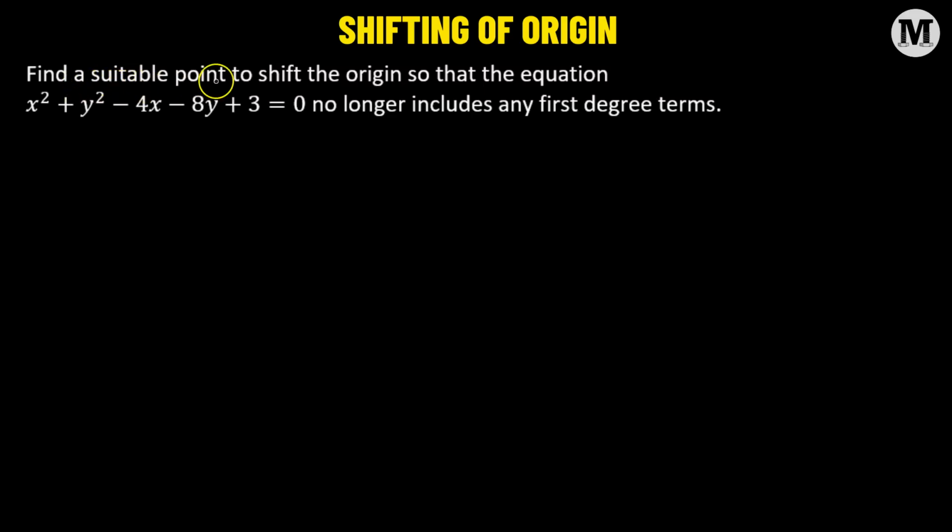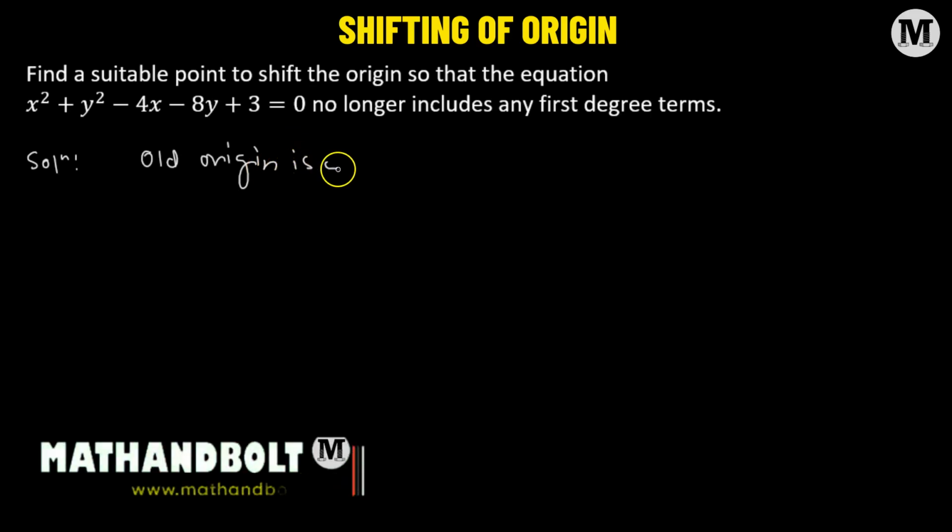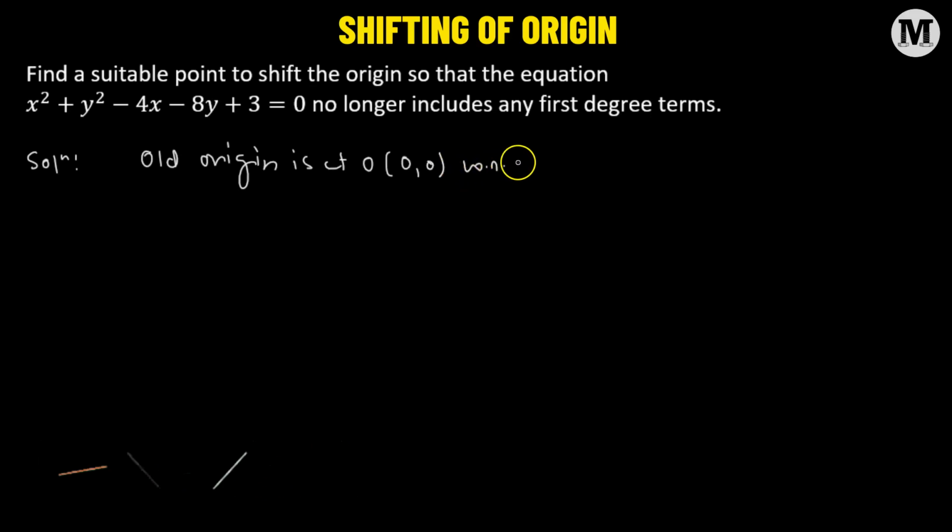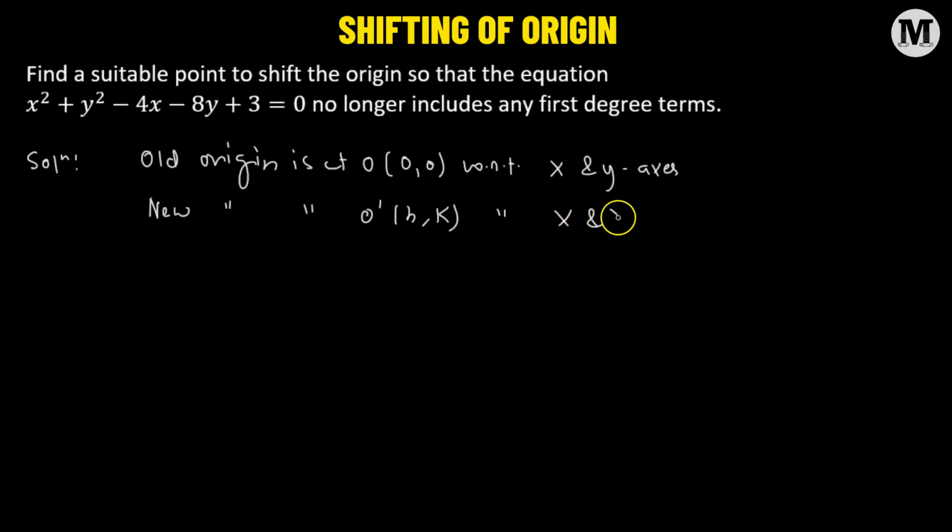In this problem, we need to find a suitable point to shift the origin so that the equation no longer includes any first degree terms. Meaning, we have, let's say, the old origin. The old origin, that means, is at O with coordinate 0, 0 with respect to the coordinate axes x and y. Fine. Now we're going to shift it to a new origin O prime with h, k as the coordinates, with respect to the x and y axes.